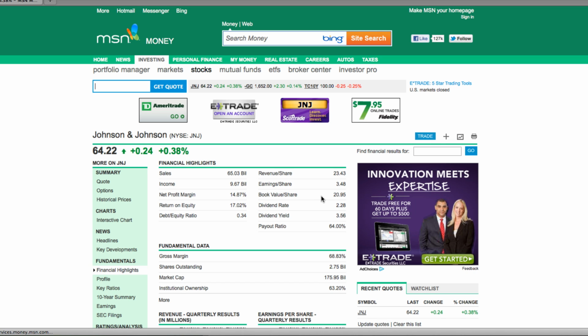So the closer that this book value can be to the price here, the less risk that you're assuming, because the price isn't going to go much lower than the book value as long as that earnings remain positive. And that's really kind of the key thing to understand. And there's our earnings per share, or the EPS, which is $3.48.